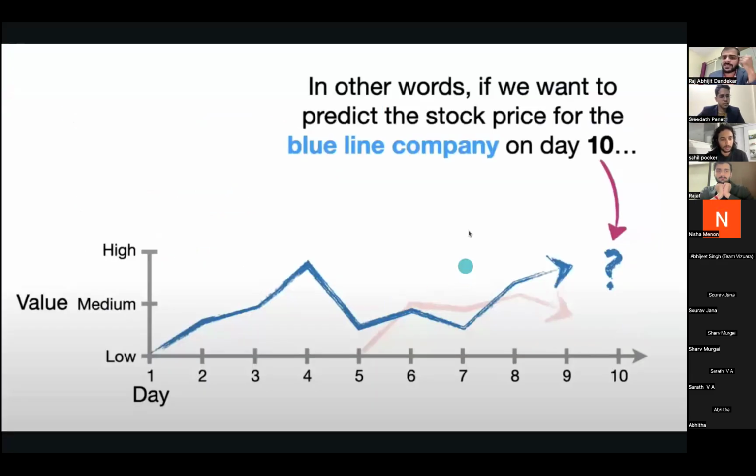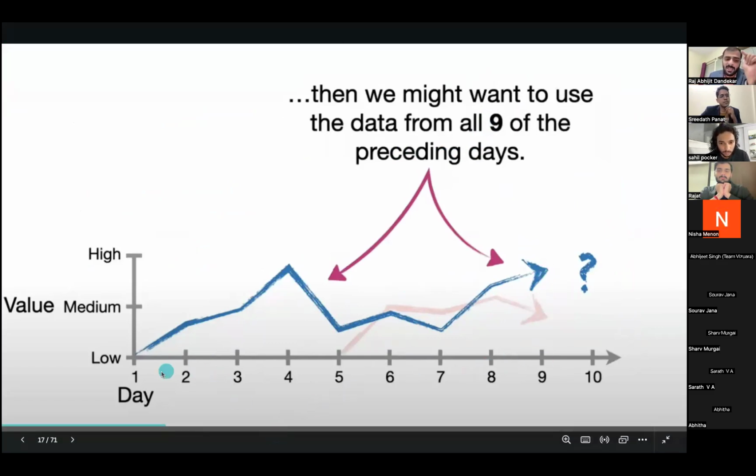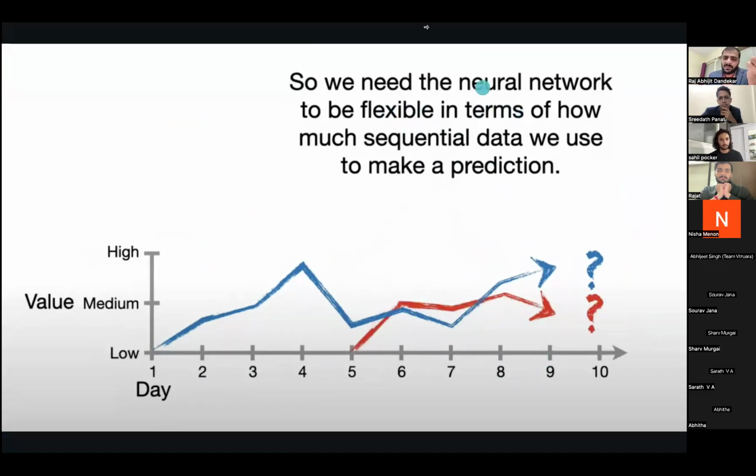So let's say, for example, if you want to predict the stock price for this company whose stock is varying like this blue line over here, you want the data from all the preceding days, right? You don't just need the data from day 9. You would ideally need the data from day 1, day 2, day 3, dot, dot, dot, up till day 9. So we need our neural network to be flexible in terms of how much sequential data we are using to make a prediction. We need our neural network to capture memory so that it takes all the previous days into account.